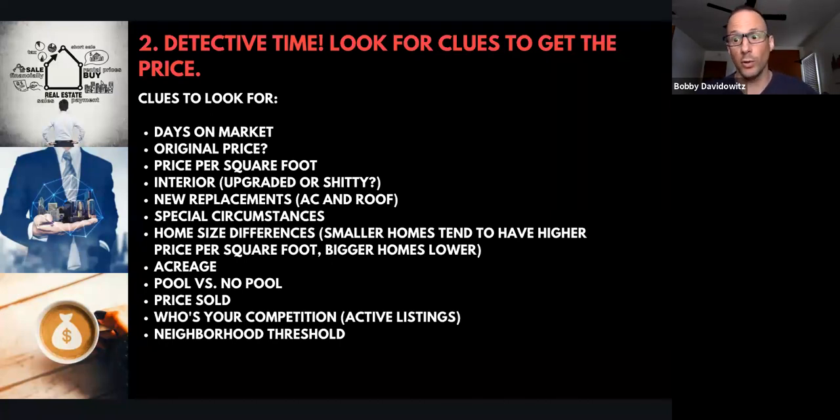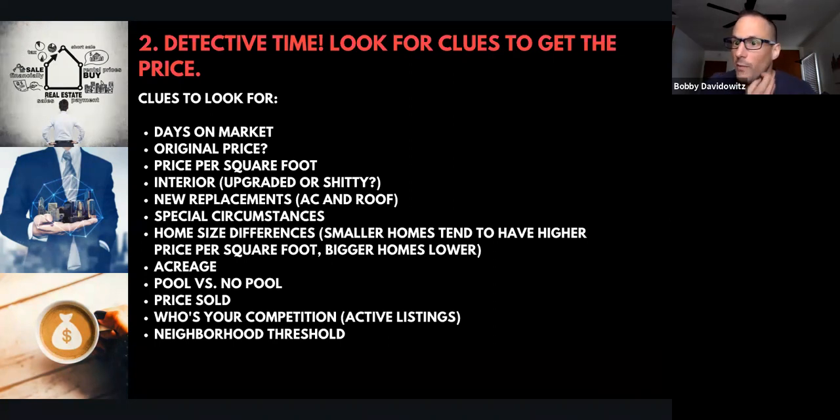Oh, mine has a pool. Well, you're in a $260,000 neighborhood. Having a pool versus no pool is not... It's not like you're in a $1 million neighborhood and somebody's got a $150,000 pool and you don't. Okay, well, that's different. Okay, but in a regular neighborhood, often that doesn't make as much difference as people think.